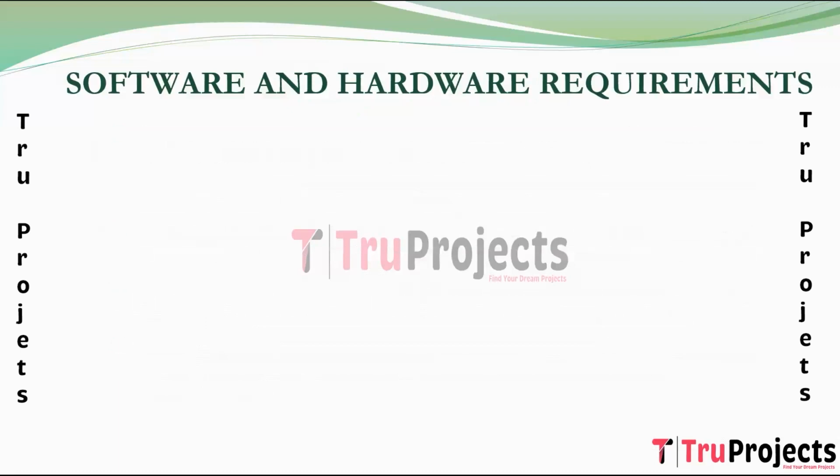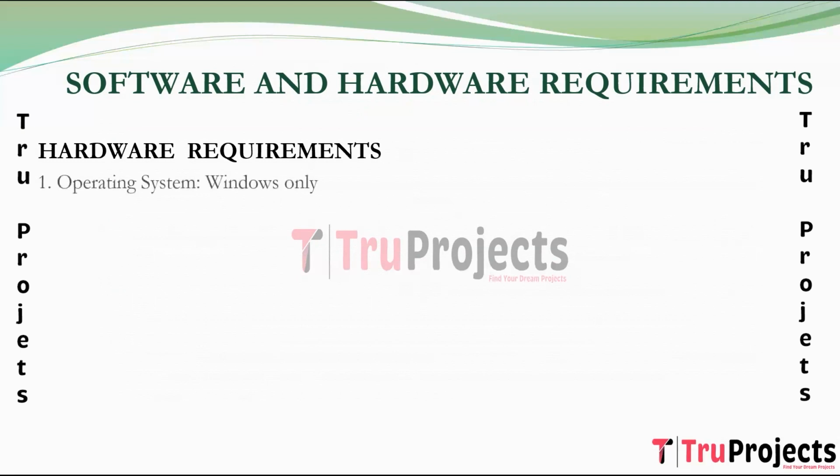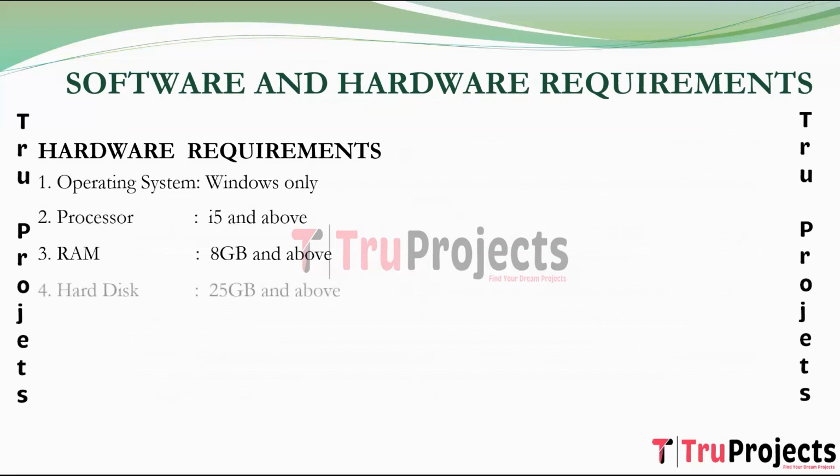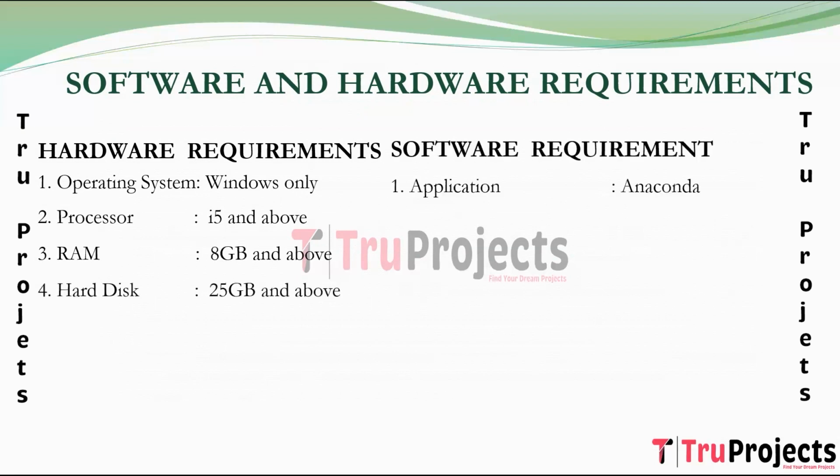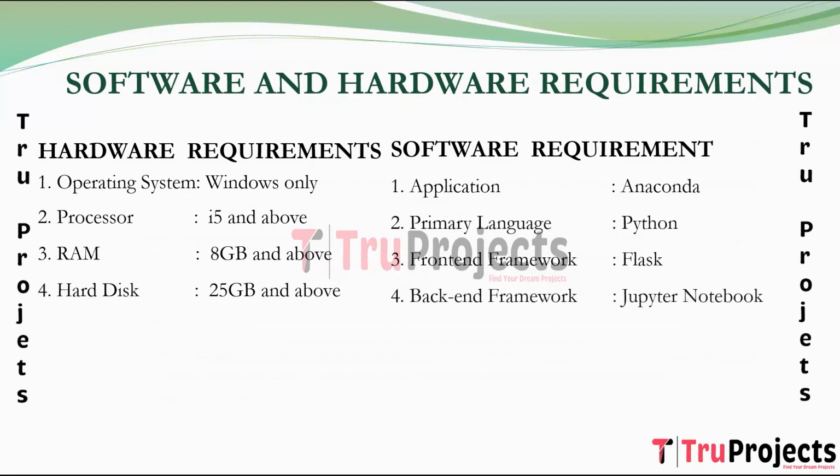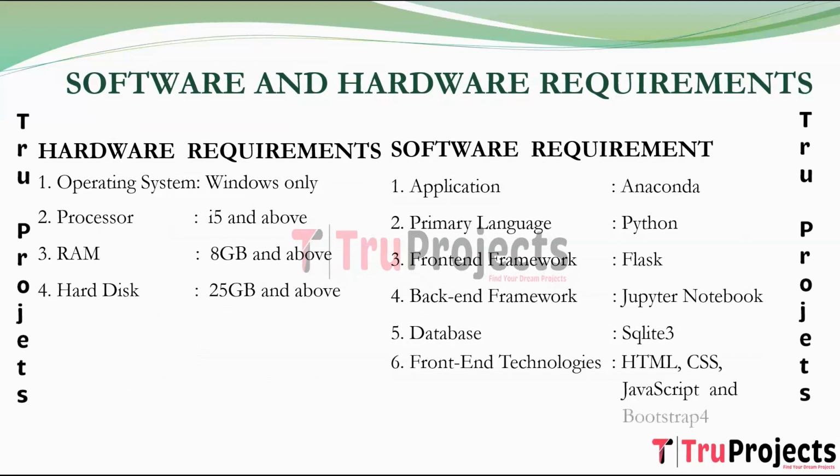To implement this project, we need software and hardware requirements. Coming to hardware requirements, we need operating system of Windows, processor of i5 and above, RAM of 8GB and above, and hard disk of 25GB and above. Coming to software requirements, we need application of Anaconda, primary language of Python, front-end framework of Flask, back-end framework of Jupyter Notebook, database of SQLite 3, front-end technologies of HTML, CSS, JavaScript, and Bootstrap 4.